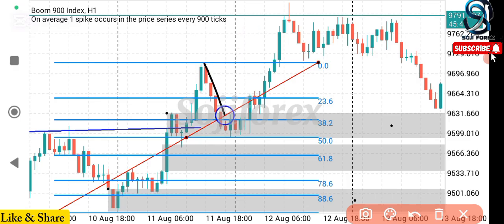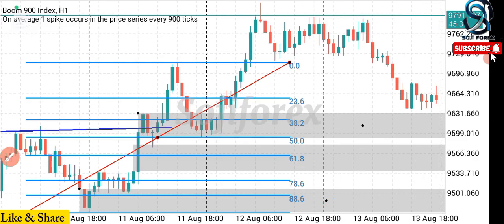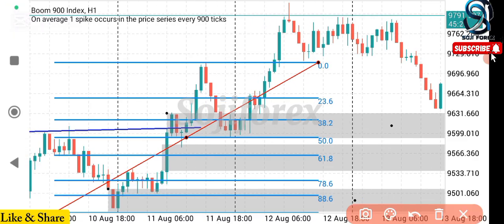If it pulls back to 38.2 and retraces back, we will not buy, because we cannot be buying there and our stop loss will be here. That is not a wise trading decision. So we are not going to make that entry. So what do we do? We are going to be patient, and you can see in this case, it pulled back all the way to 50% of the Fibonacci.